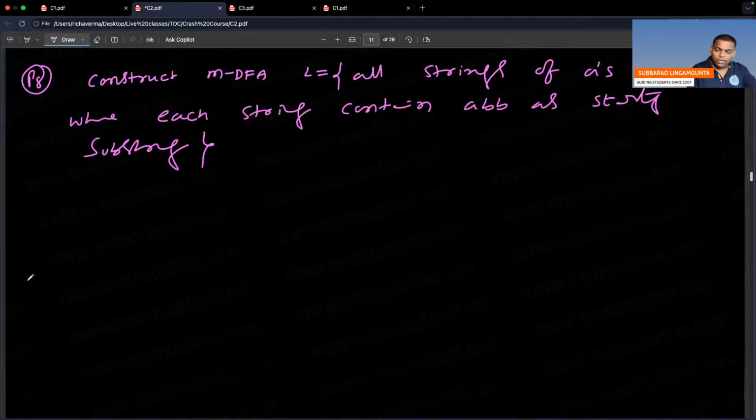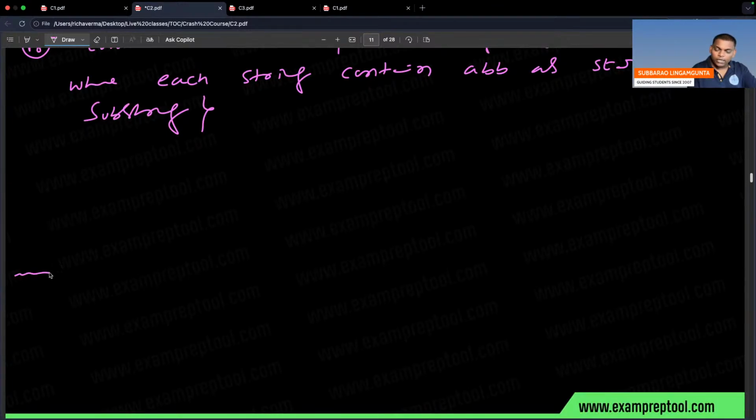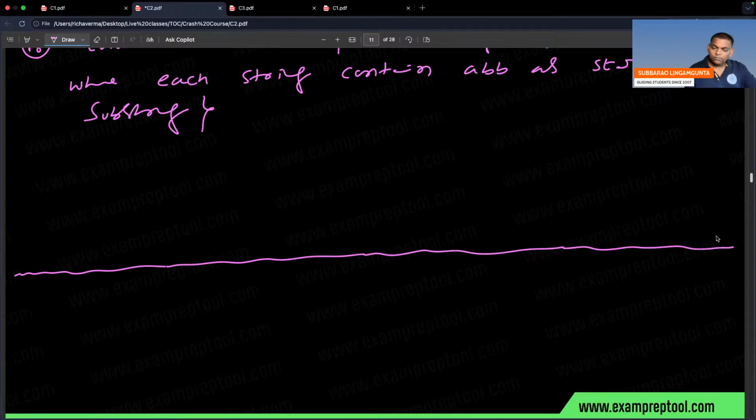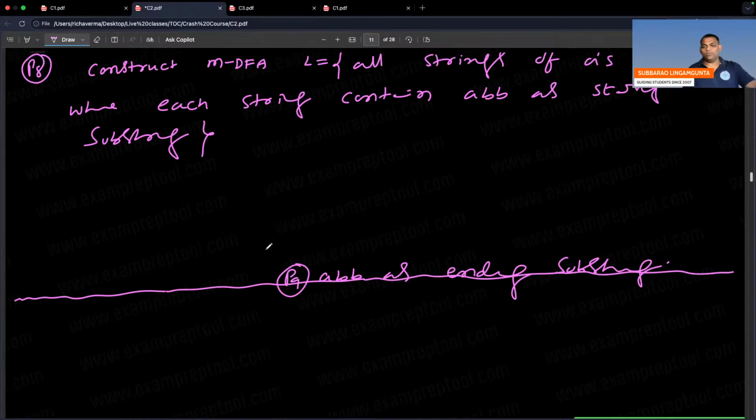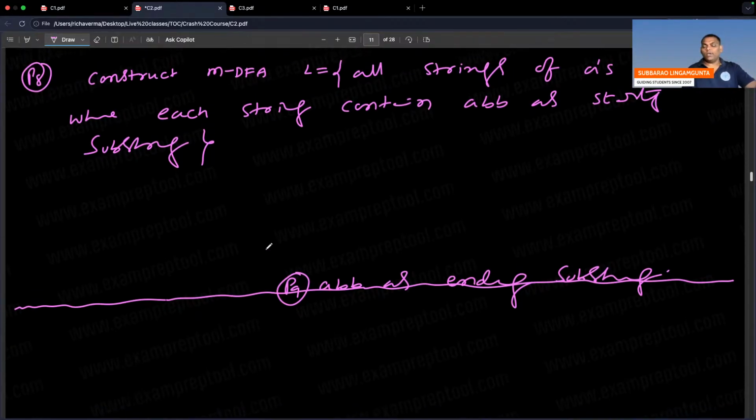Please be careful here. I am writing problem number 9: ABB as ending substring. So we'll see these two problems. Construct a minimal DFA for the language L equal to all strings of A's and B's where each string contains ABB as a starting substring. Problem number 9, ABB as ending substring.